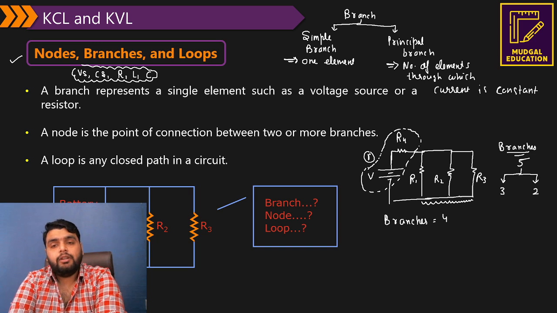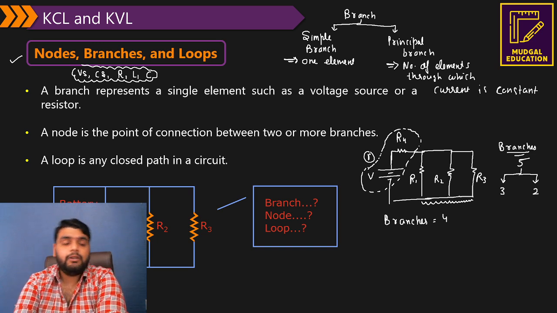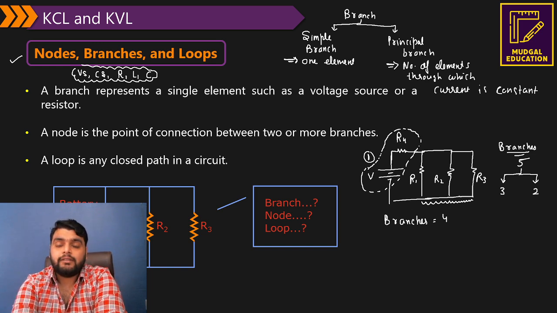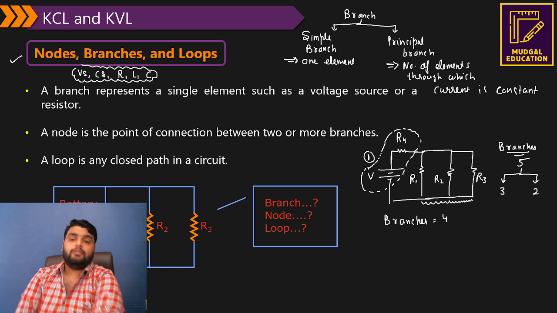It is important because after a few minutes I will tell you one particular universal formula of branches, nodes and loops. In that formula, you need to understand that when you calculate the number of branches, you have to take those elements which are connected in series, where the current is constant, as a single branch. Okay, so that is all about branches.